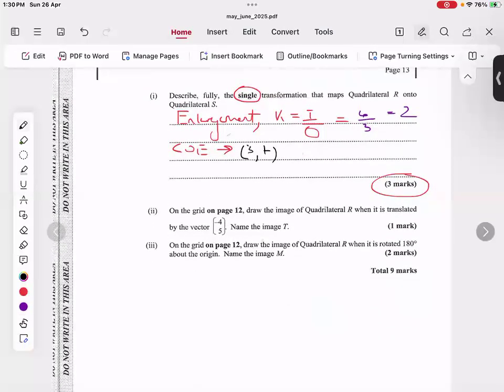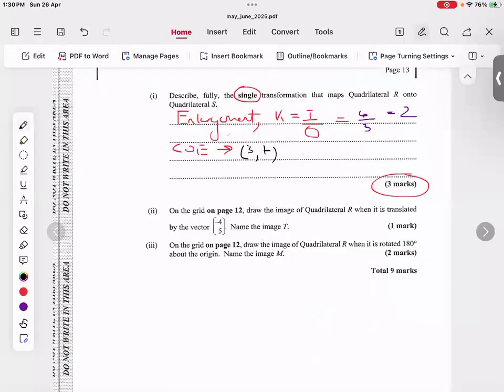So when you're doing an enlargement, ladies and gentlemen, remember that you state what type of enlargement it is, state the scale factor, and you connect 2 corresponding points, and where they intersect will be the point from which it's been enlarged from. Okay? And that's it. Next question.